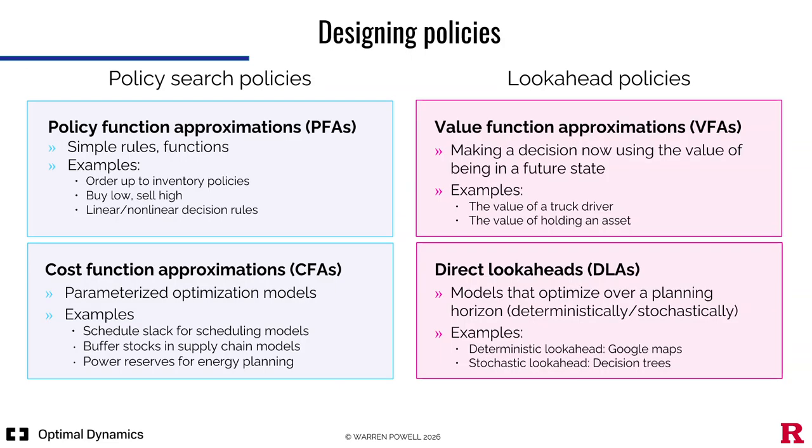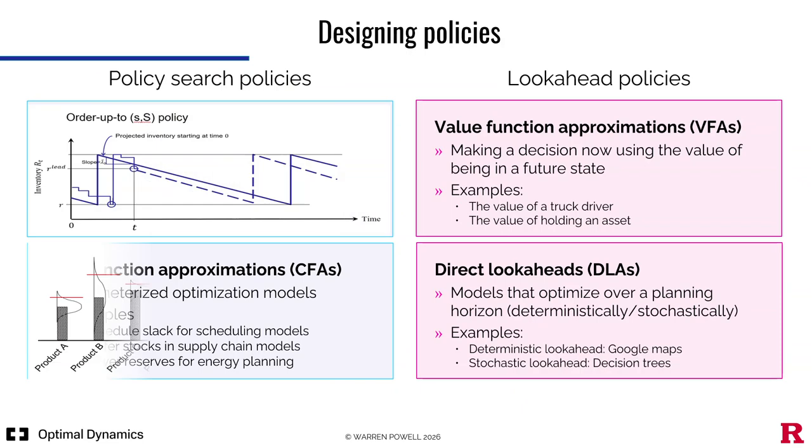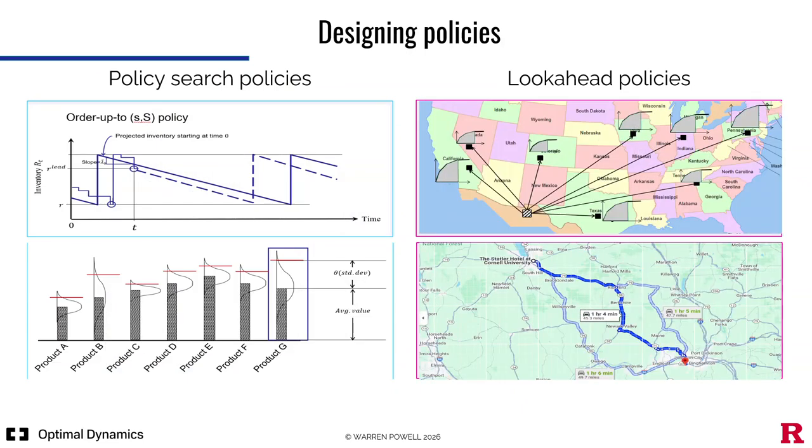Now, I have just covered 4 classes of policies, the 2 under policy search, the PFAs and the CFAs, and the look-ahead policies, the VFAs and the DLAs. Now, we have seen all 4 of these being used. I claim that we humans, with no technical training at all, will use each of these 4 classes of policies in the right setting. Somehow our brains just know how to do this. What's hard is teaching a computer how to do this.